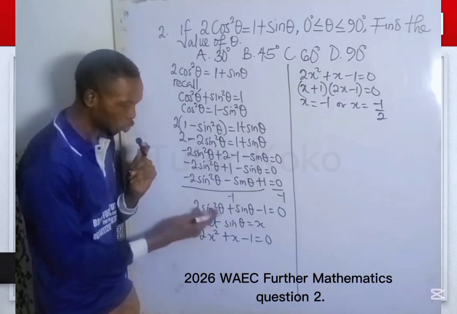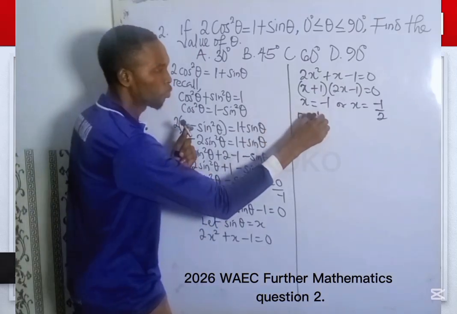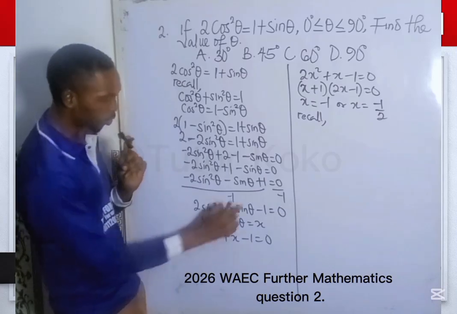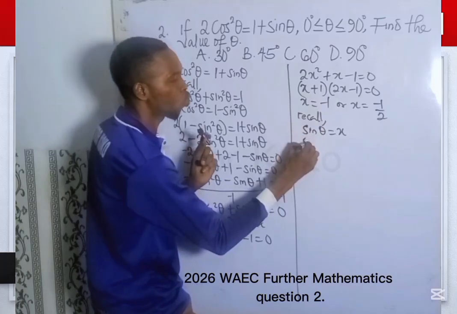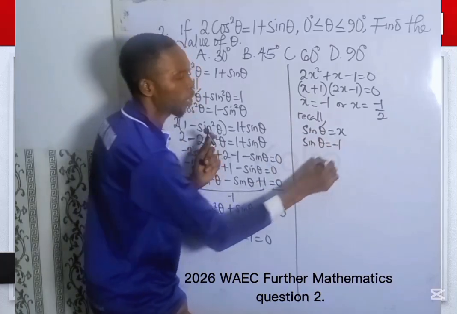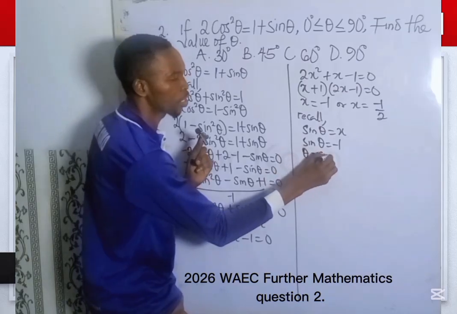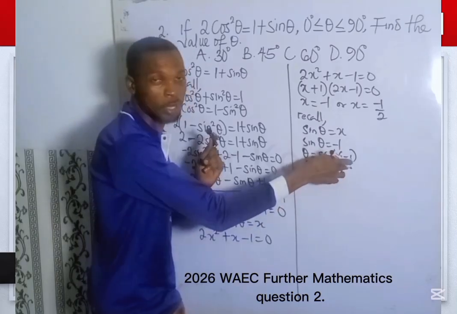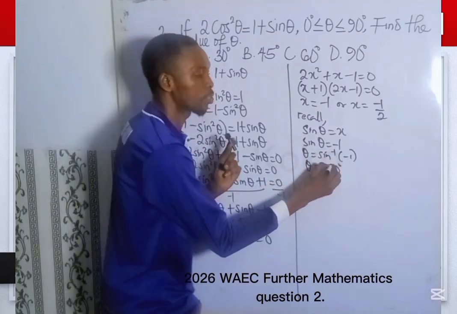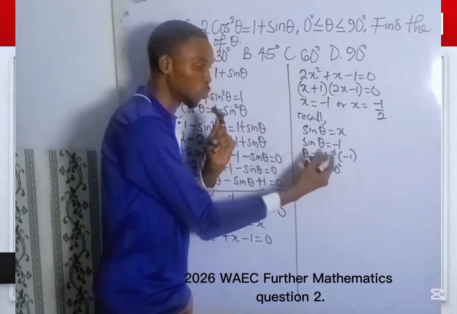Of course, I'm going to recall. From here, I said let sine theta be equal to x. So when x is minus 1, that is sine theta is equal to minus 1. So theta is equal to the sine inverse of minus 1. Of course, the sine inverse of minus 1 will give us minus 90 degrees. So sine of minus 90 degrees will give us minus 1.